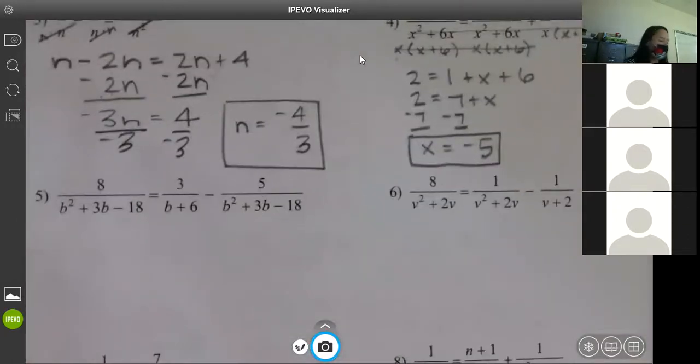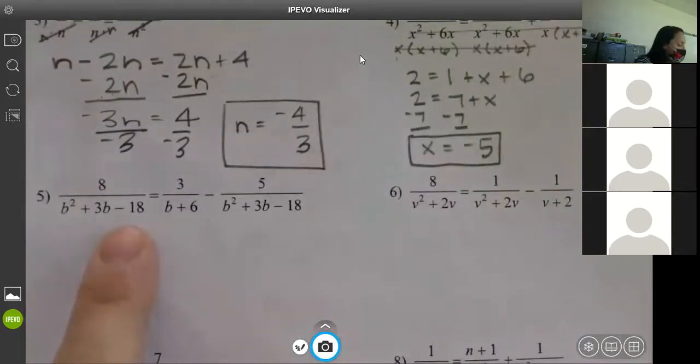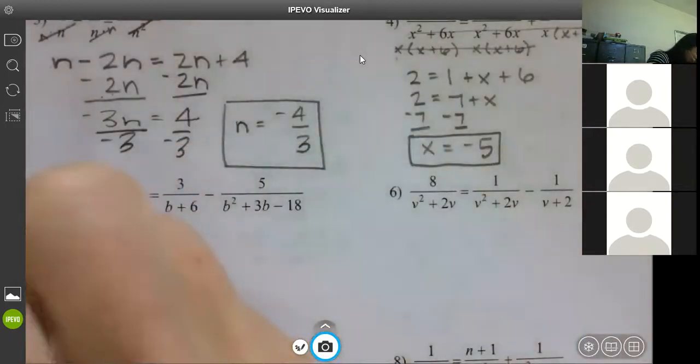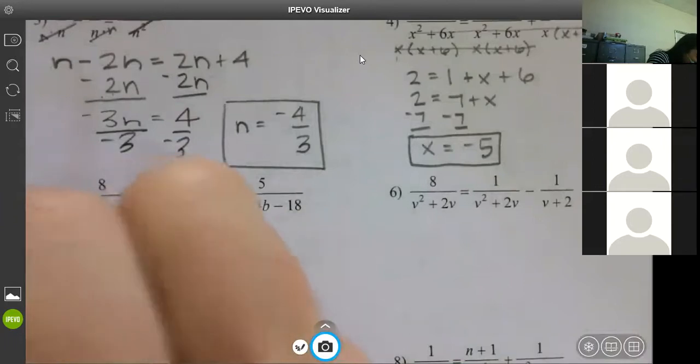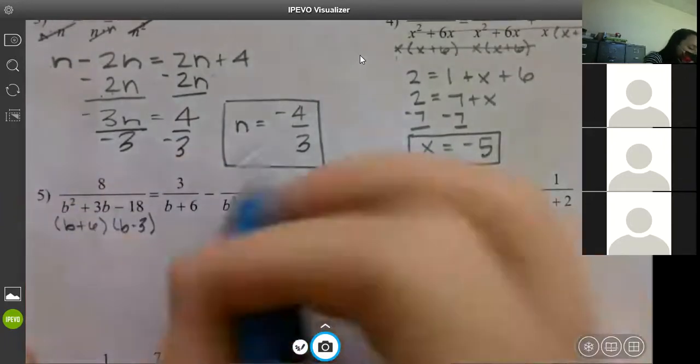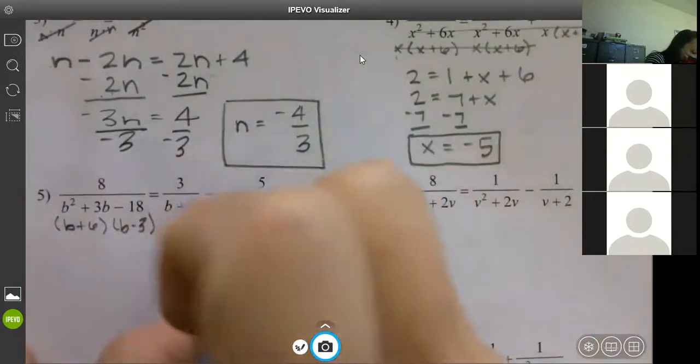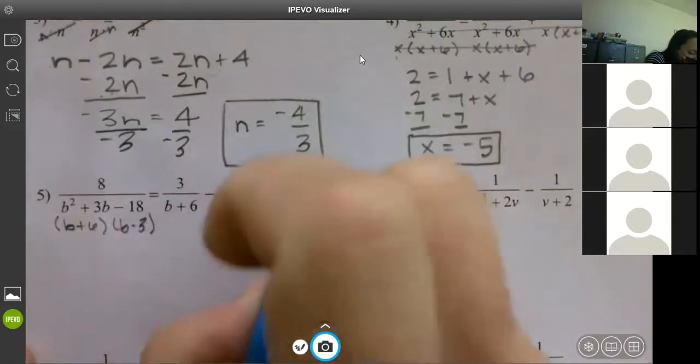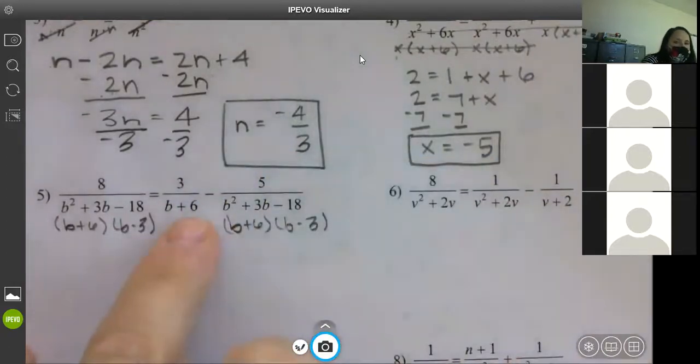All right, look at your next one. How can I factor b squared plus 3b minus 18? What are your factors of -18 that add to 3? 6 and -3. So this one has a b plus 6 and a b minus 3. This one's going to be the same way, b plus 6, b minus 3. But this one only has the b plus 6, so what does it need?